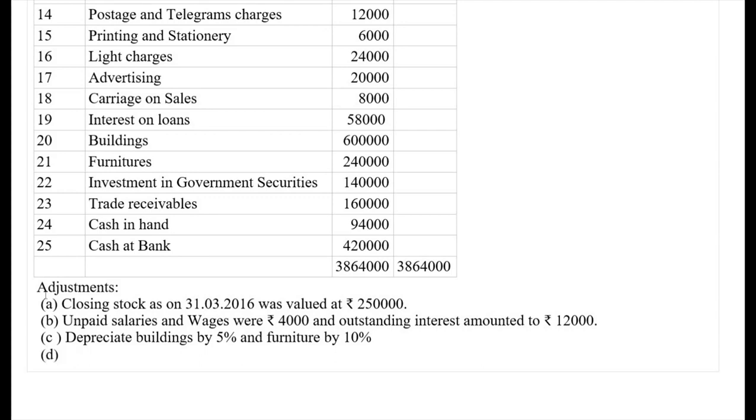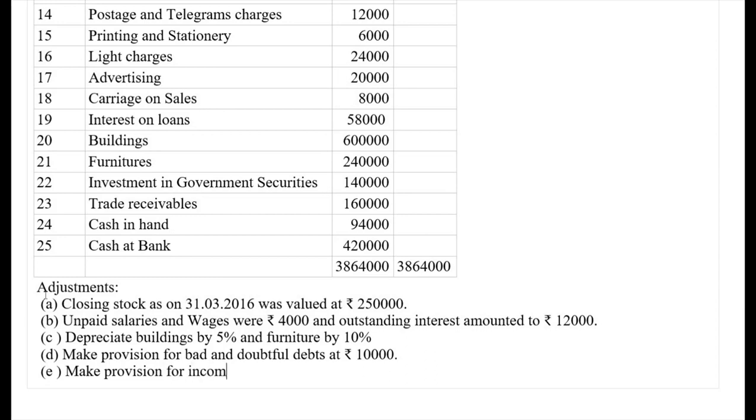Make provision for bad and doubtful debts at rupees 10,000. Make provision for income tax rupees 80,000. So from these details now we are required to prepare the statement of income and expenditure here.